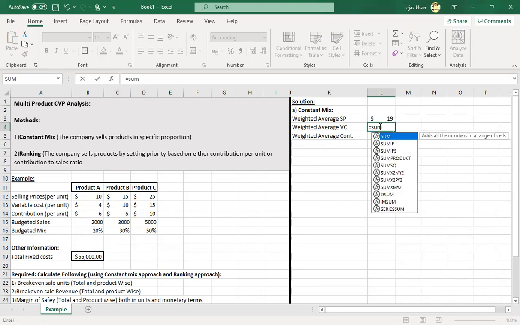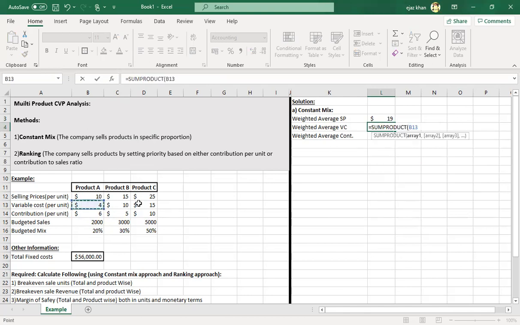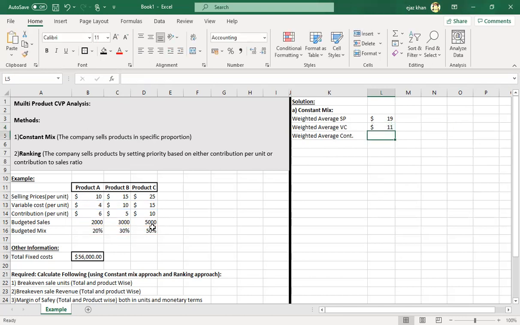We can apply some product formula to make things easier for us. Select these values and then select either these values or these values. In case of these values, you don't have to divide it by anything. You will get this answer straight away.